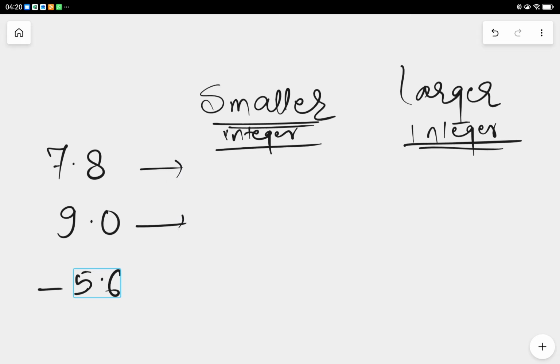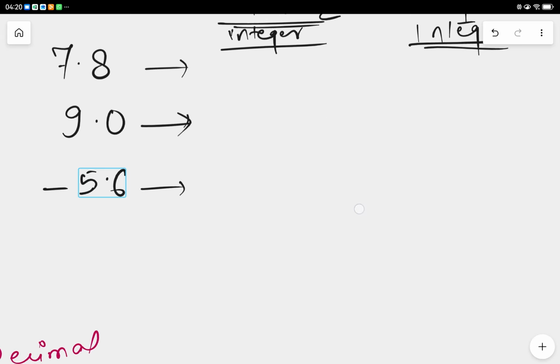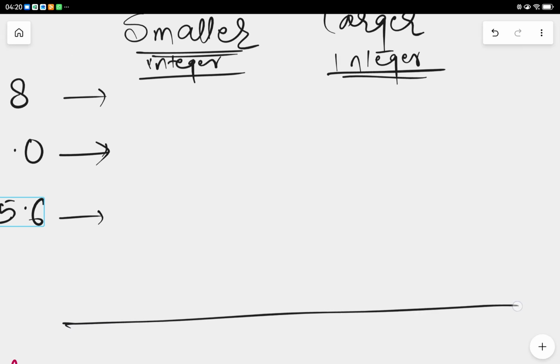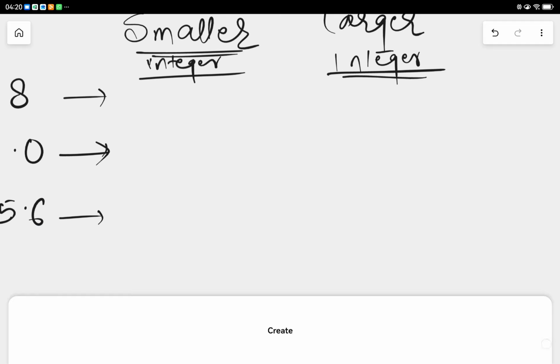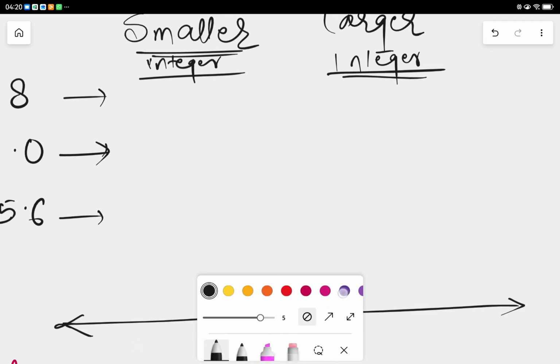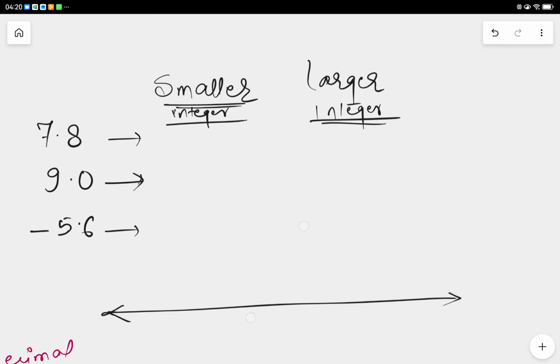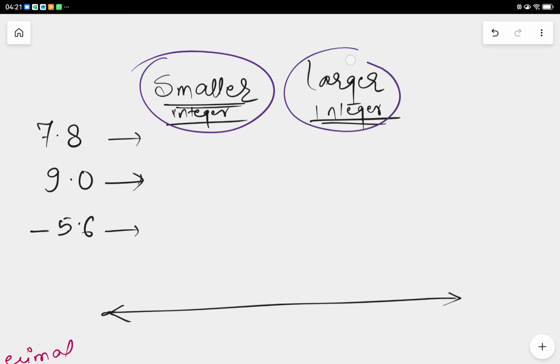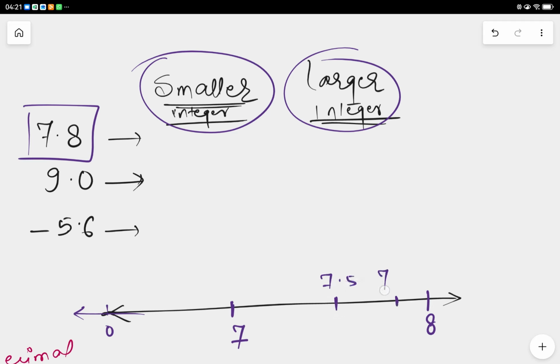For determining the smaller and the larger integral part of these numbers, you will again have to go through the number line. So there is quite a use of the number line all the time. You have to keep in mind how to represent every number on the number line, so that you can find out the smaller as well as the larger. So let us understand. Forget about 0, forget about the negative numbers. We will only try to map this 7.8 on the number line. So somewhere here 7 is there and 8 is there. Somewhere here might be 0. So here it will be 7.5 and here it will be 7.8.